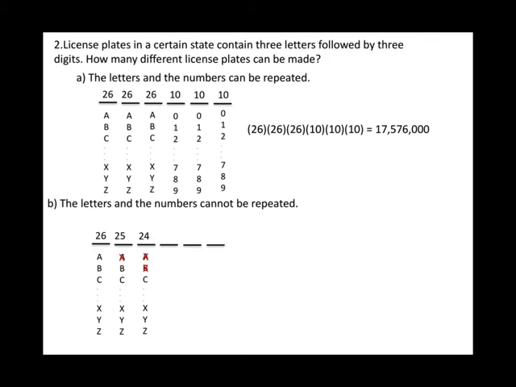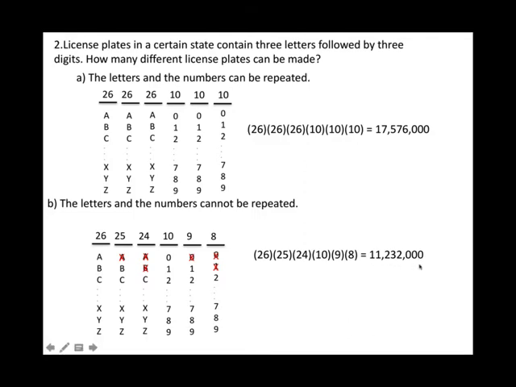Then how many digits do we have? We have 10 digits. And again, let's say for the first one we pick the 0, we can't pick the 0 anymore, so we only have 9 left. For the last one, for example, we used the 1 already, so we only have 8 numbers left. Multiply all together and you should find this answer.